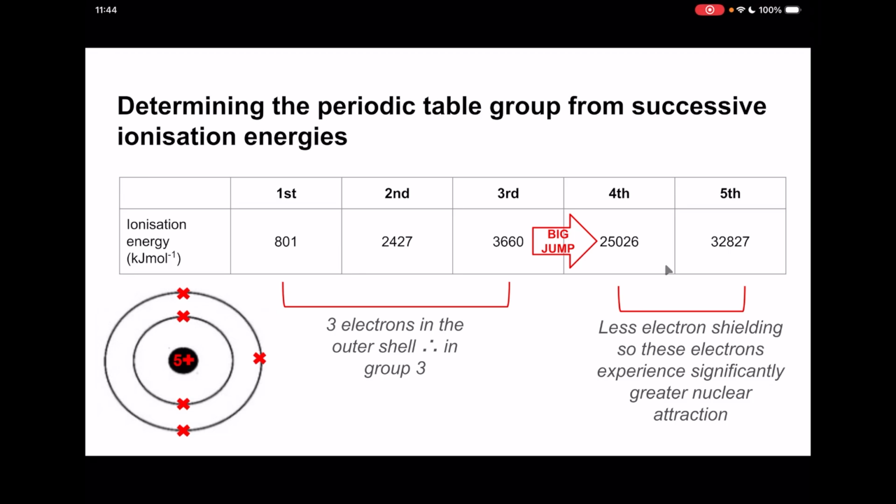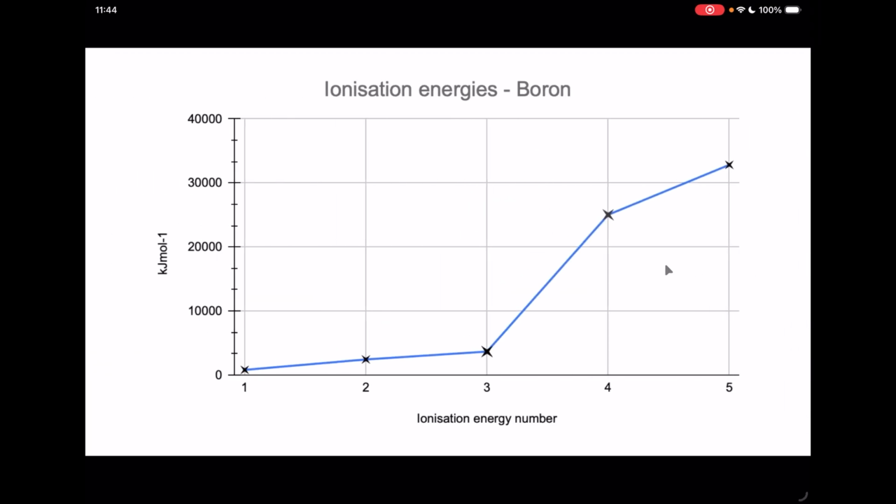Now, as well as a table of numbers like we've got there, we could also be presented with the data in a graph. So this is the graph for the 5 ionization energies of boron. And again, you can see you've got this steady increase for the first 3 ionization energies. So confirmation that we've got 3 electrons in the outer shell, therefore group 3. And then you can see to get the 4th electron out, significantly more energy needed. So therefore, this electron must be in an inner shell.